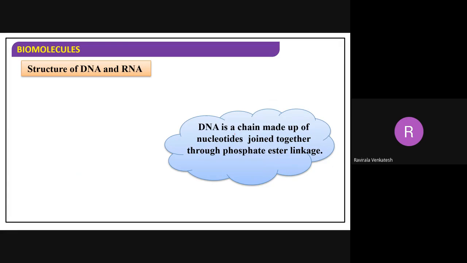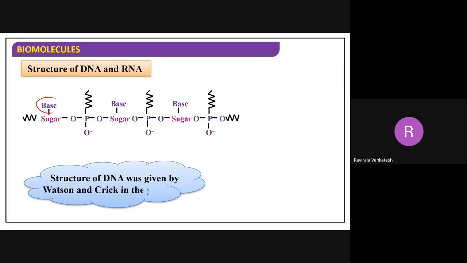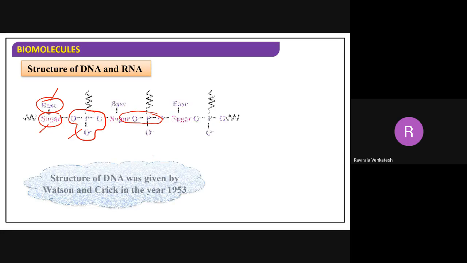DNA is a chain made up by nucleotides joined together by phosphate ester linkage. Let me see this ester linkage. You see here a base. Just now we saw all different types of bases here: adenine, guanine, like that. Sugar means what? Ribose. Now this is what? Phosphate linkage here. This is the phosphate. Every nucleic acid, if you observe, looks something like base, sugar, a phosphate, ester linkage. This is called ester linkage. Phosphate ester linkage. In this way, you have basic structures like this.